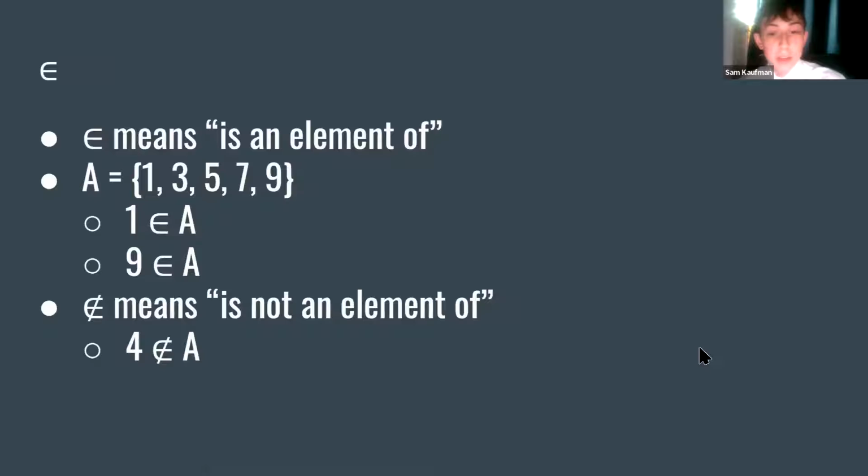This is the first symbol we're going to look at. This is the Greek letter epsilon, and it means is an element of. With the same set A that we had earlier with 1, 3, 5, 7, and 9, we could say that 1 is an element of A or 9 is an element of A. Or we could also say the same for 3, 5, or 7. If you put a line through the epsilon like this, it means is not an element of. So 4 is not an element of A.